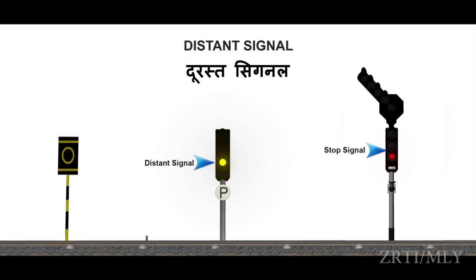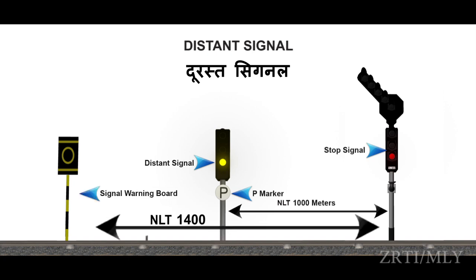It is placed at a distance of 1000 meters from the stop signal to pre-warn. It can be identified by P marker board on the signal post in color light signaling area. Distance signal is also pre-warned by signal warning board. The normal position of distance signal is exhibited by single yellow light.